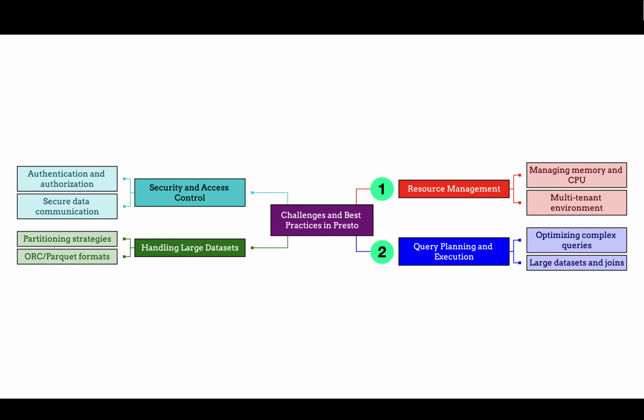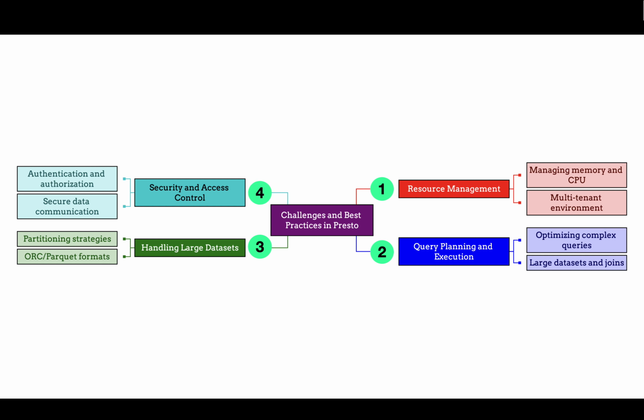2. Query planning and execution. Understanding and optimizing the query execution plan is essential for complex queries, particularly those involving large datasets and multiple joins. 3. Handling large datasets. When dealing with large datasets, it's important to use strategies like partitioning and efficient data formats, like ORC or Parquet, to optimize query performance.